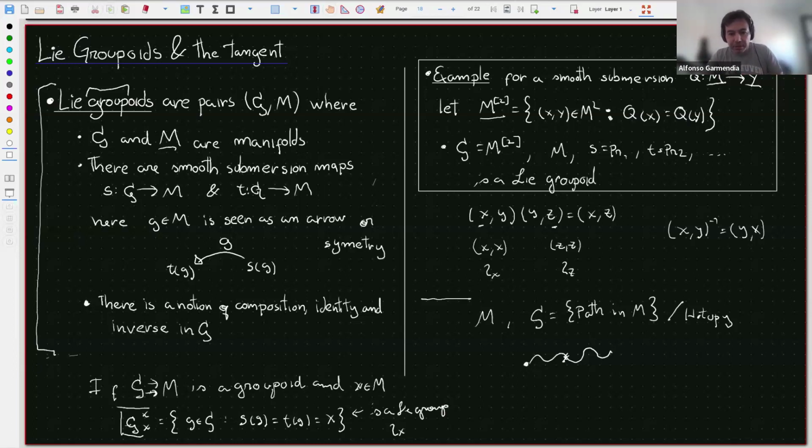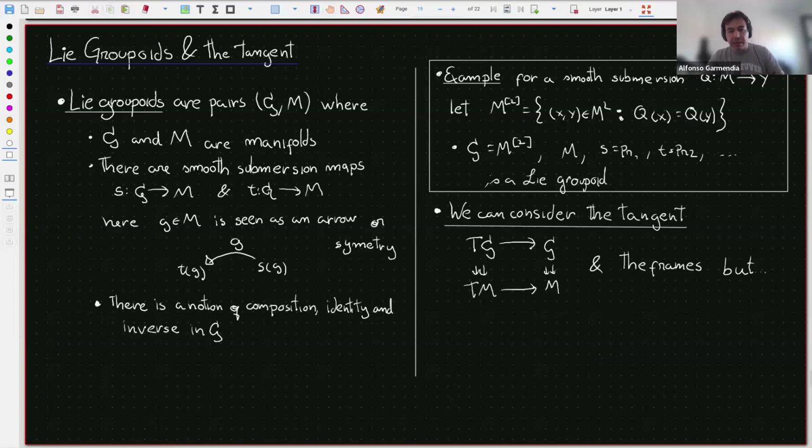I'm going to continue. So something that we can do is that, okay, this thing is a manifold and this thing is a manifold. So we can create the tangent of that manifold and the tangent of this manifold. And these maps that we have here are smooth maps, so we can differentiate and create maps on the tangents. So I have here the source, the target, and here I have the differential of the source and the differential of the target.